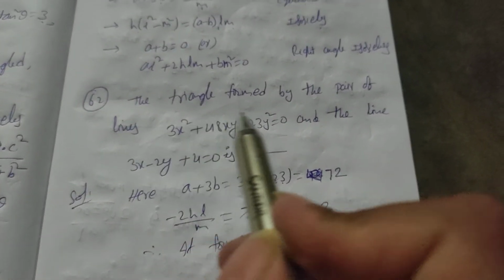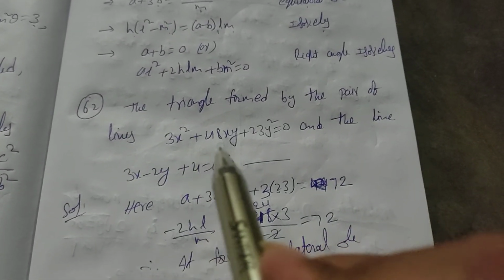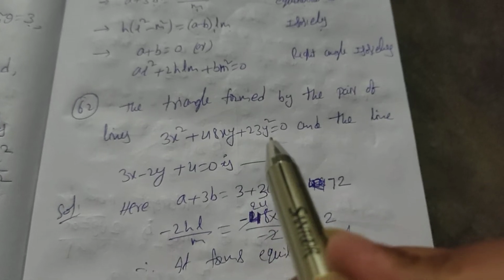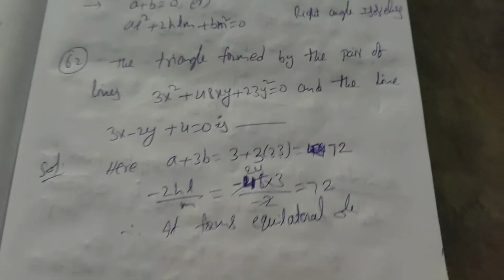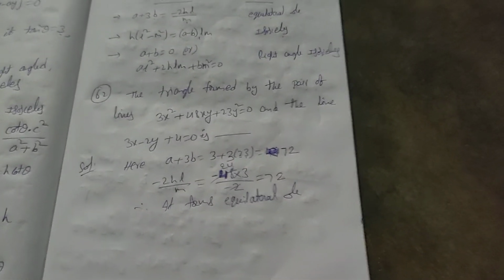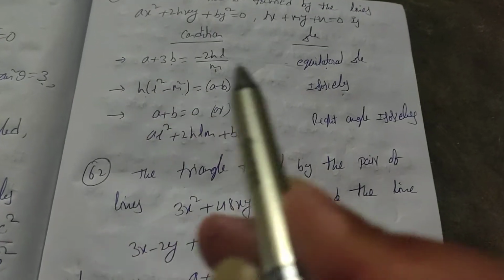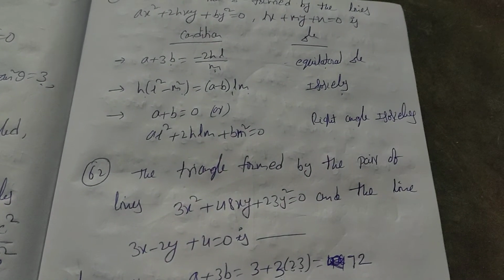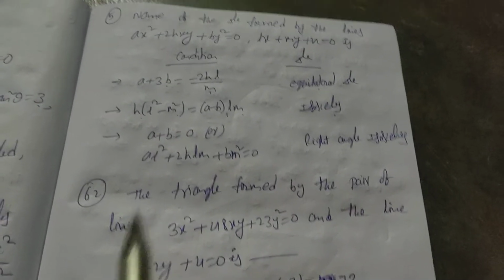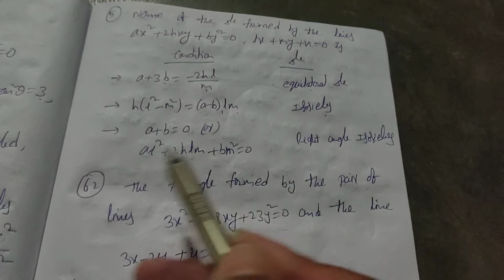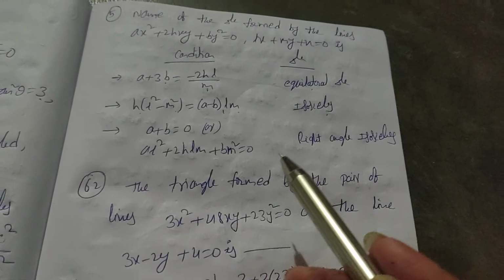Okay, so based on this, you see one question. The triangle formed by the pair of lines 3x² + 48xy + 23y² = 0 and the line 3x − 2y + 4 = 0. I will explain this problem in two ways. First way is formula oriented. First I am going to check whether it is an equilateral triangle or not. If it is not equilateral, then you go for the second condition. If it is not isosceles, then you go for the third condition.